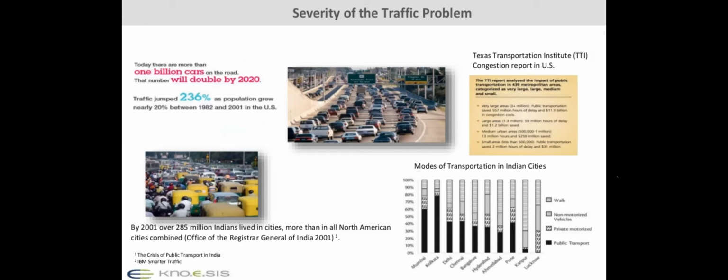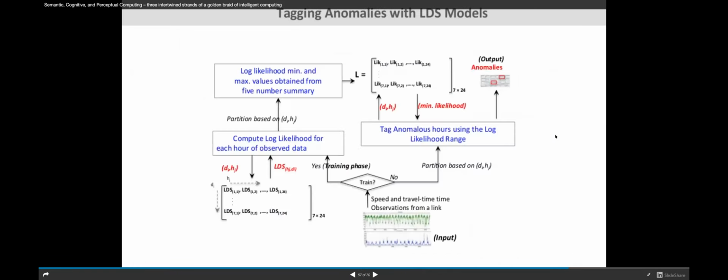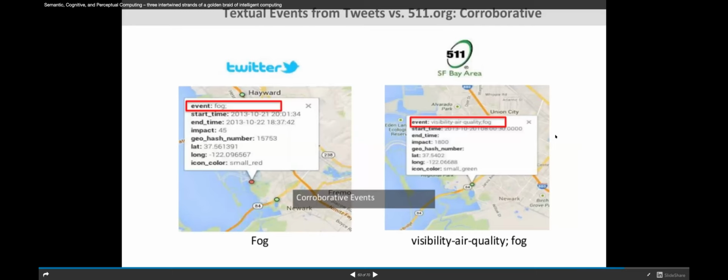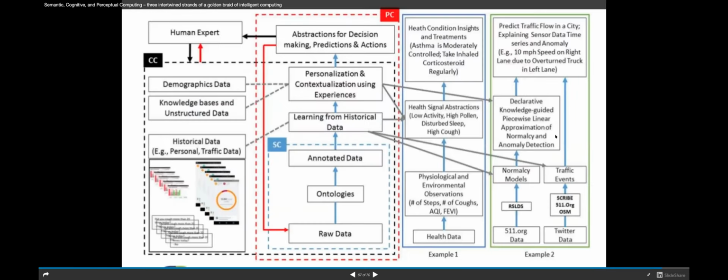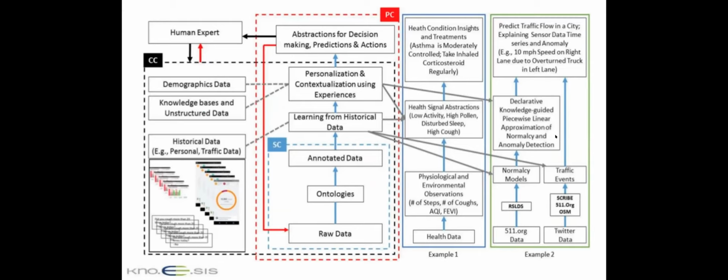Yes. Professor, can you go to slide number 67, please? Sure. So in this slide, on the left hand side, you have divided these blocks into SCCC. So is perceptual computing containing both cognitive and semantic computing? Is the only difference the cycle which we use in perceptual computing? Everything is inside, so that's why I'm asking.